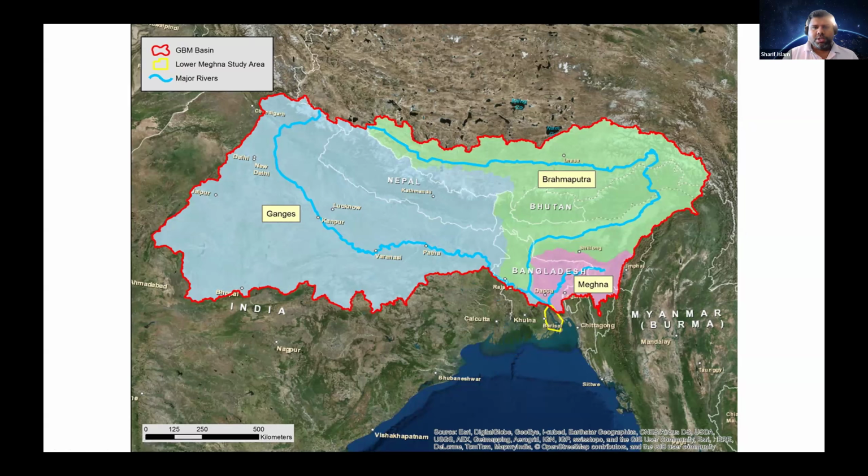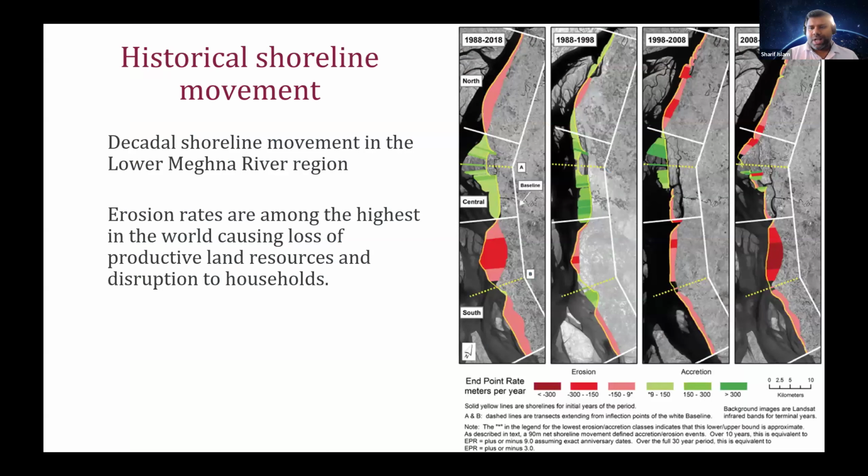In this project, we use multiple satellite data sets. One of the main data sets that we used is Landsat, and using Landsat, we could go back far beyond even 2000. In this project, we looked at how the shoreline moved from 1988 to 2024. In the figure here, you can see how the shoreline moved decade by decade. The red areas show extreme erosion, and the green areas show accretion.